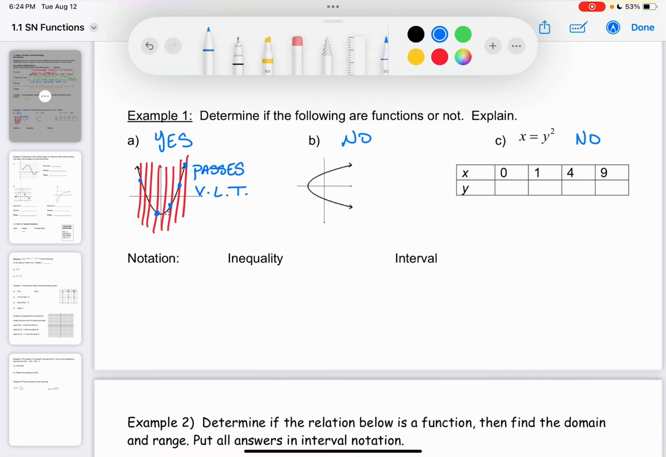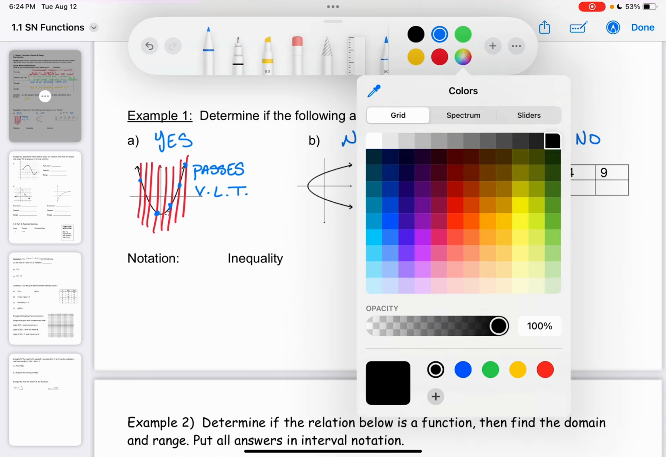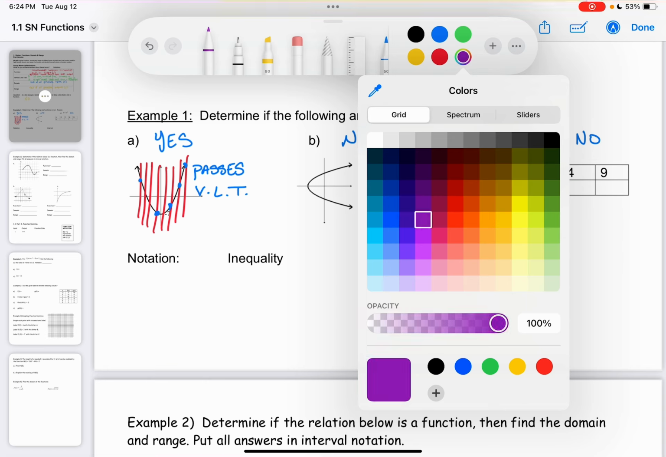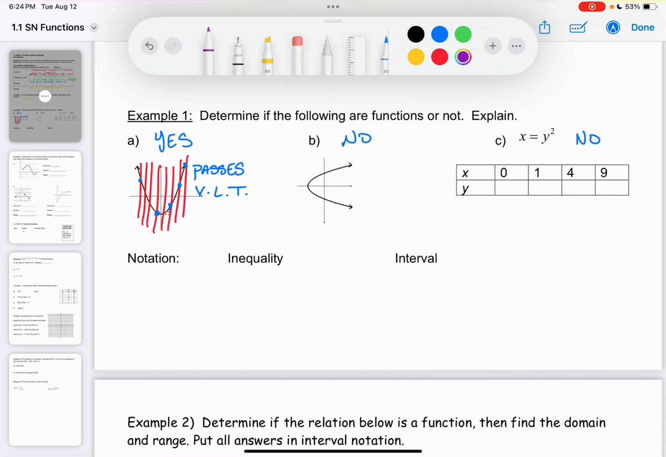Now, if we try the vertical line test for the second graph, you can see one input right here has two outputs. It failed the vertical line test.